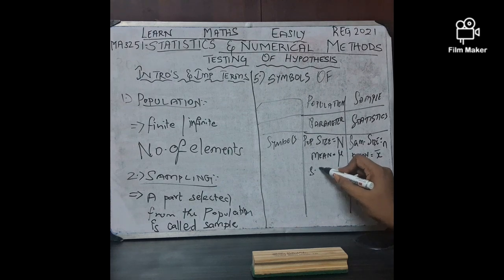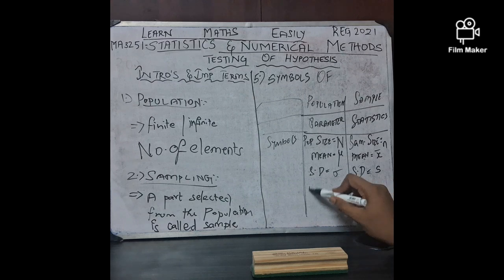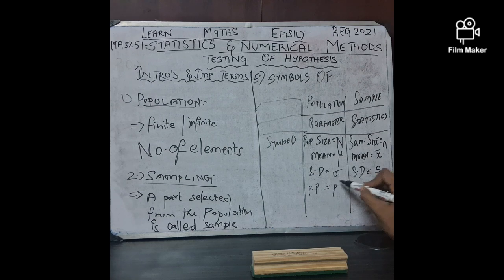Then comes the standard deviation. In population, the standard deviation is denoted as sigma, whereas for the sample it is generally represented as a small s. So this is the standard deviation for sample, and this is the standard deviation for population. Then population proportion is represented as P. Sample proportion is represented as p bar. So these are some important terms discussed in your textbook.